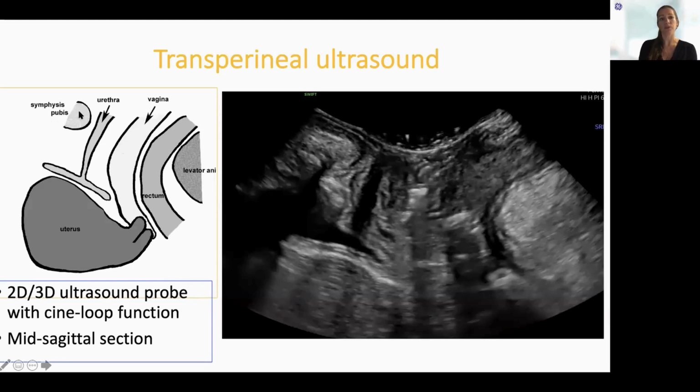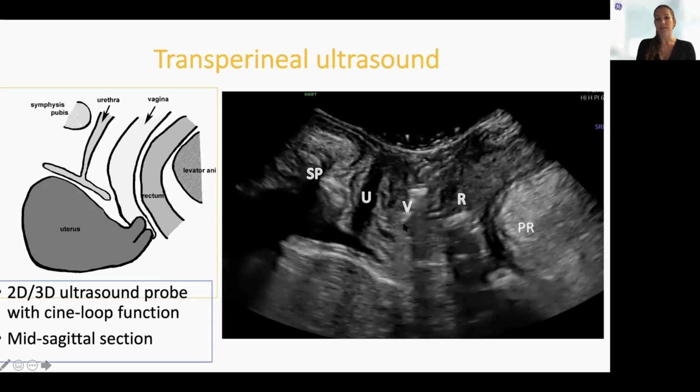So here we have the symphysis pubis. Here we have the urethra, the hypoechoic structure here. We have the urinary bladder. Here we have the vagina, which is here. Then we go to the rectum. We see the rectum. And then we see the puborectal muscle, which is a part of the levator-ani muscles. And the probe is attached to the perineum here.